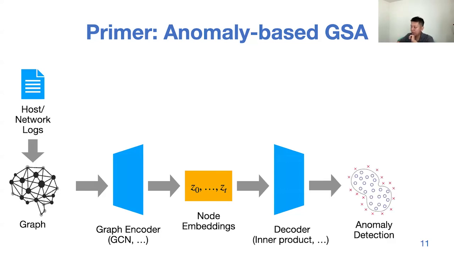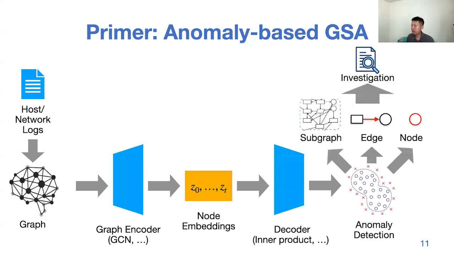And then we can recover the adjacency matrix with probabilities of each edge. And well, we can recover the probabilities for the node embeddings, but we are trying to reconstruct the data from the decoder. And then we can apply a threshold on the probabilities, and then we can tell whether an edge, a node, or the subgraphs are abnormal or not. And then we give the results to a human. So this is the common workflow.